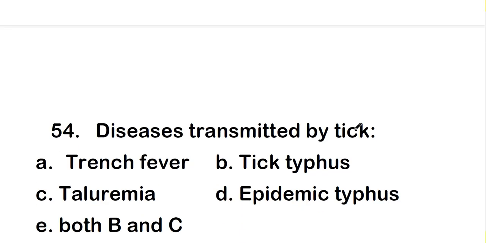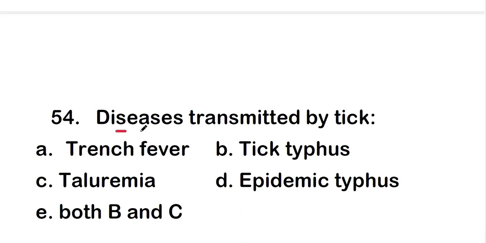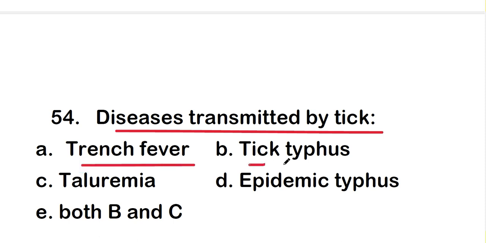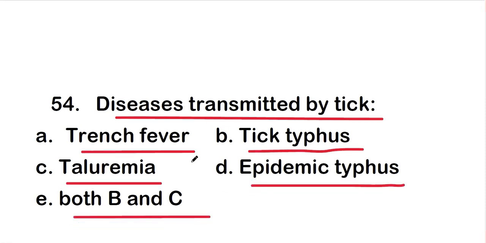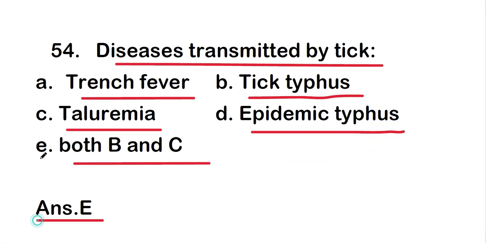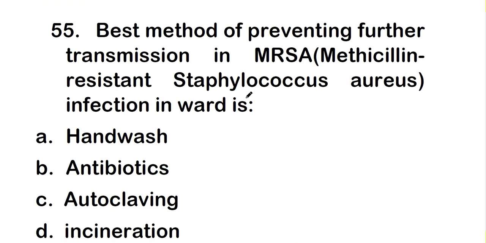Okay, so the next question is, diseases transmitted by tick, that is trench fever, tick typhus, tularemia, epidemic typhus, or both B and C. The right answer is option E, that is both B and C are correct about the diseases transmitted by tick, that is tick typhus or tularemia. Okay, so next question.